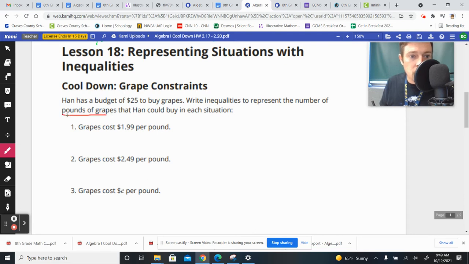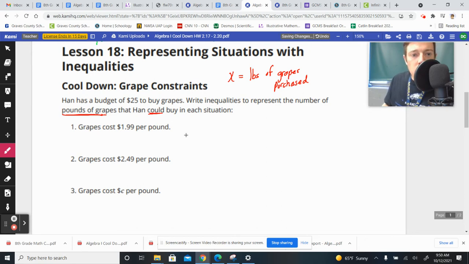Since it said "could buy," that's kind of an indicator that this is our variable. So I'm going to call this x equals the pounds of grapes purchased. Okay, that's our variable here. That's what we're going to work with.